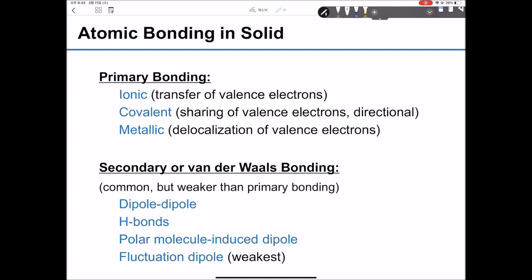So when we talk about atomic bonding, there are two classes. The first is primary bonding, and the second one is secondary bonding, right? The primary bonding includes ionic bonding, covalent bonding, and metallic bonding. Ionic is that you transfer the valence electrons. Covalent means sharing of valence electrons, and they are directional. And metallic is delocalization of valence electrons. The valence electrons can freely move around.